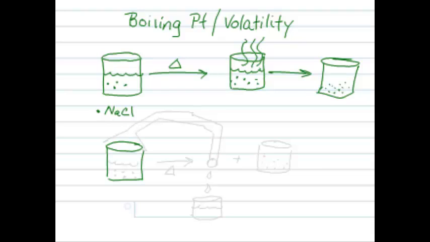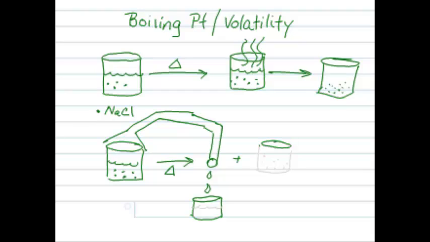But let's say we have the same situation, but we want to collect the water for some reason. Well, all we have to do is attach some kind of apparatus or device that would collect those water vapors as they escape, and then recondense them down into a liquid, maybe by using some kind of cooling bath. And then that liquid water can be collected in a separate flask, and we'll also be left with another flask containing the sodium chloride.